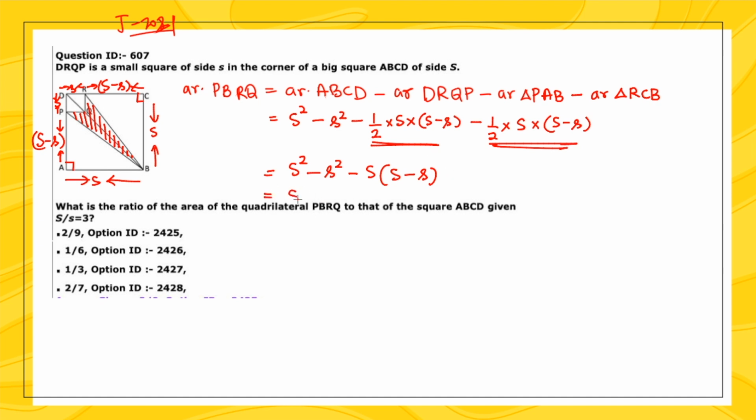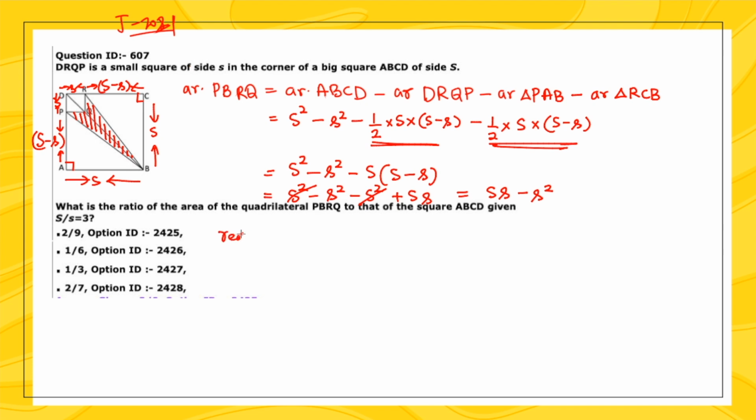So this will be capital S square minus small s square minus, when I multiply here, capital S square plus capital S small s. This minus and this minus became plus. This and this will get cancelled out, and I will get capital S small s minus small s square as the area of PBRQ. Now my thing is done. I only have to find out the ratio.